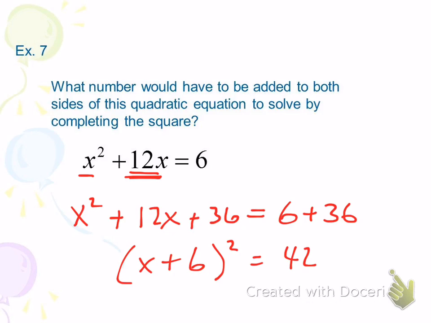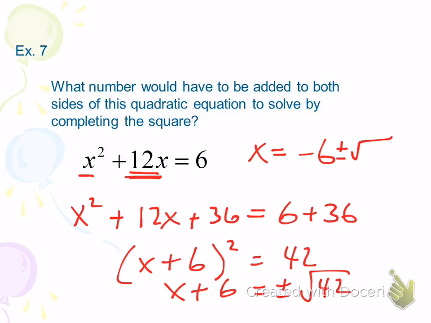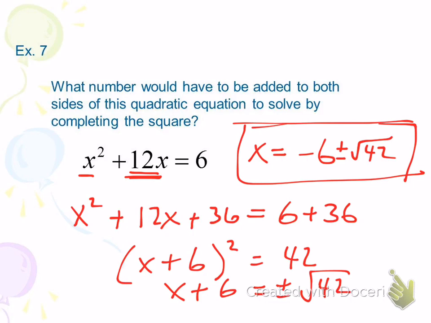That's equal to 42. Then I would invoke the square root property. And that would give me x plus 6 equals plus or minus the square root of 42. I'm not going to worry about simplifying that. It won't simplify, will it? 42? No. So subtract 6 from both sides, and the solution here would be two irrational solutions. Negative 6 plus or minus the square root of 42. That's the two solutions. All right? Let's look at another one.